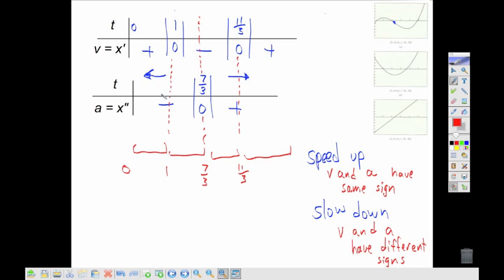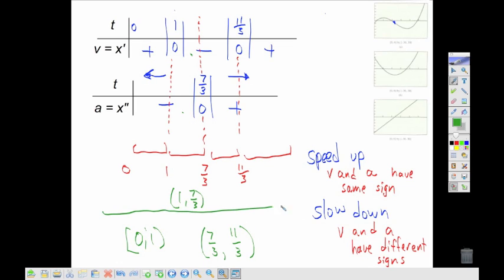Looking up at my table, I'll notice that from 0 to 1 I have different signs, and so on this one I'm slowing down. If I look from 1 to 7 over 3, I have negative and negative, and so we're speeding up. Over the next interval, from 7 over 3 to 11 over 3, I have a negative here and a positive here, so we're slowing down, those different signs. And then everywhere after that I'm positive, and so we're speeding up from 11 over 3 and on.